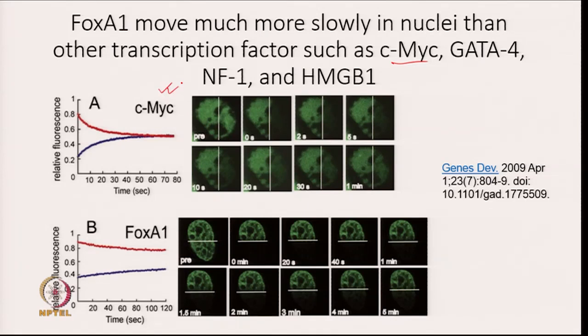Here, the movement of c-Myc has been seen after photobleaching. You can see that this part is the pre-treatment, and at 0 seconds you bleach this part, and now you see slowly there is a recovery of the color. Now the same thing is done with FOXA1.